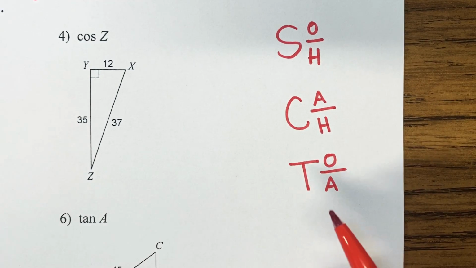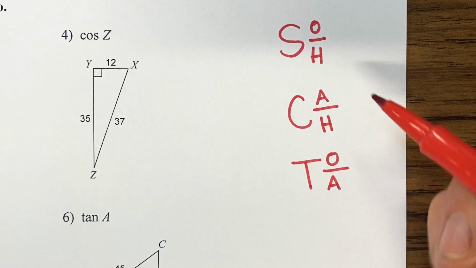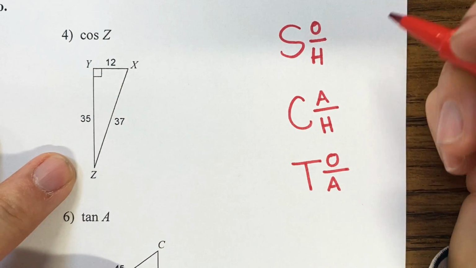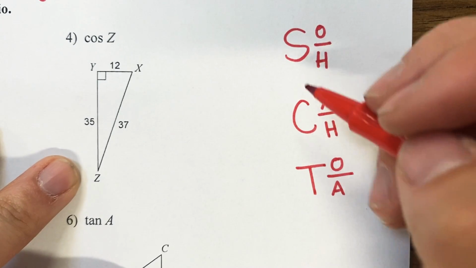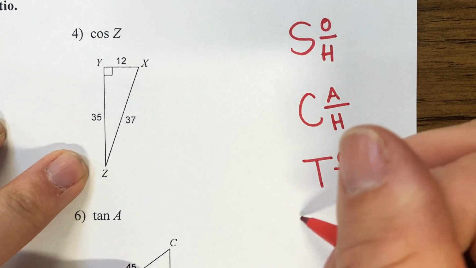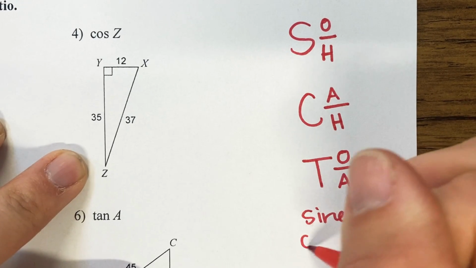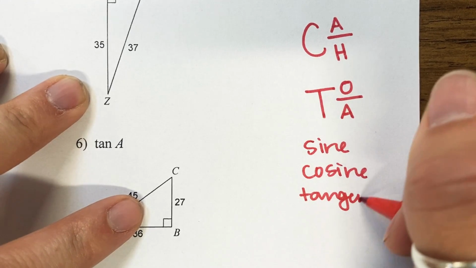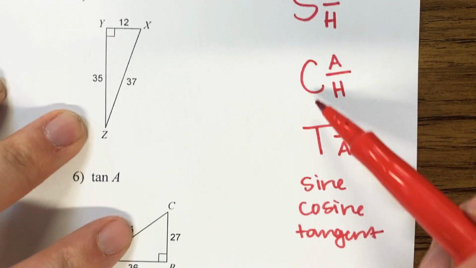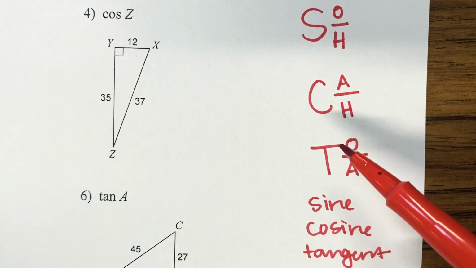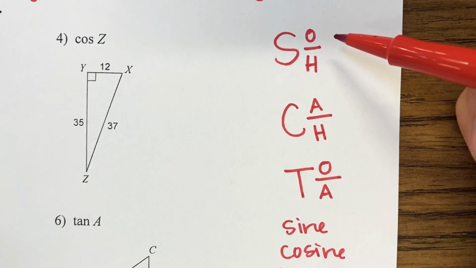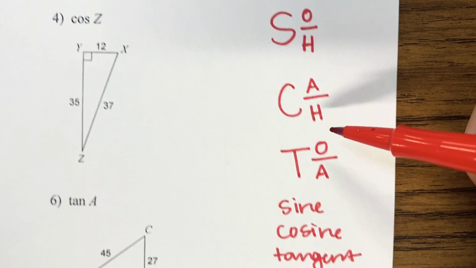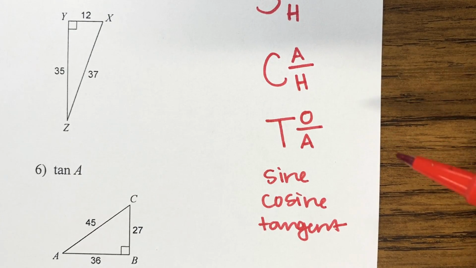So we have three trigonometric functions in trigonometry, or at least three that we're going to be learning this year. We have sine, cosine, and tangent. So I'm going to write that down. Sine, cosine, and tangent. It's going to ask you to find the sine, cosine, and tangent of triangles, and you're going to have to do that by identifying the opposite side, the adjacent side, and the hypotenuse.